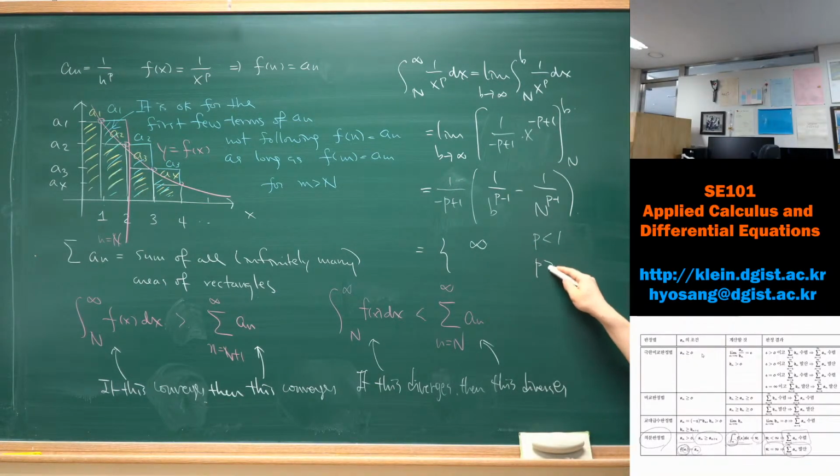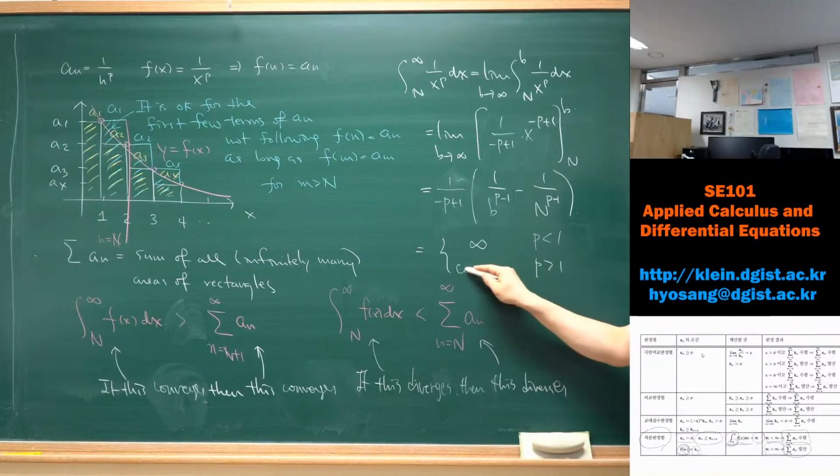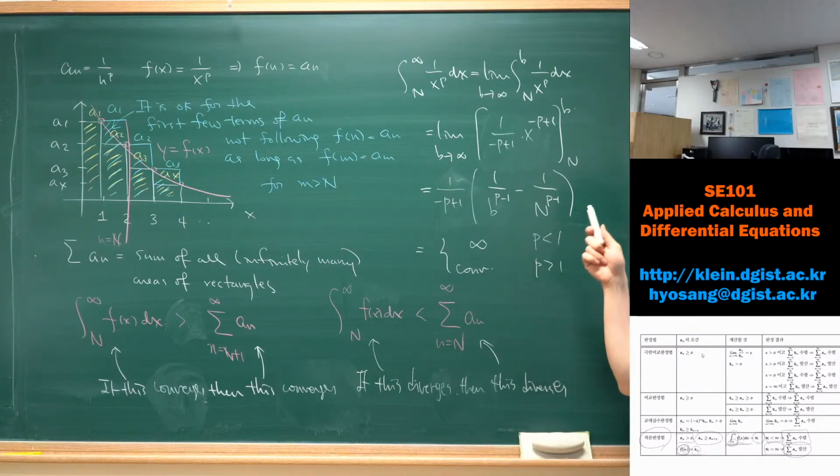When p is positive, so when p is bigger than 1, then this one has a positive exponent in the denominator. So when b goes to infinity, this denominator goes to infinity. Therefore, 1 over infinity is 0. So this is a finite number, so it goes to a finite number. So it converges.